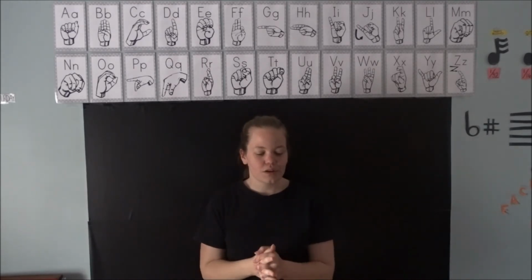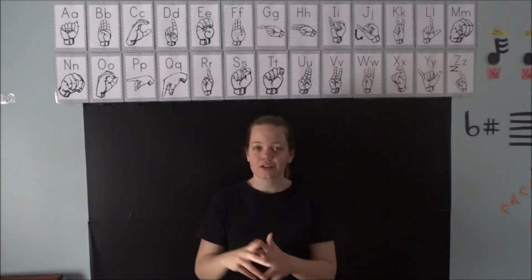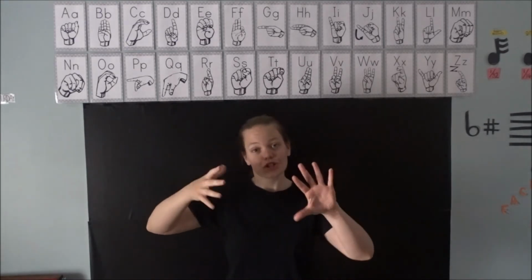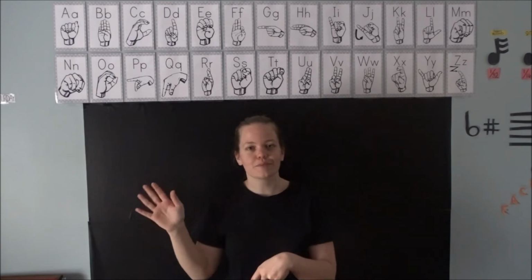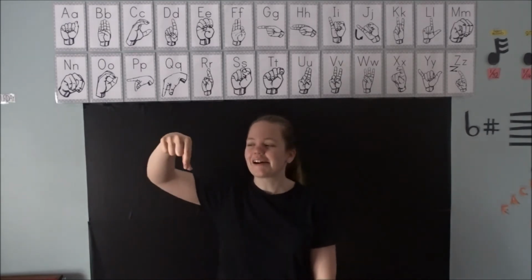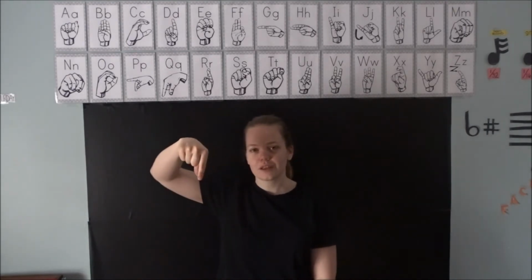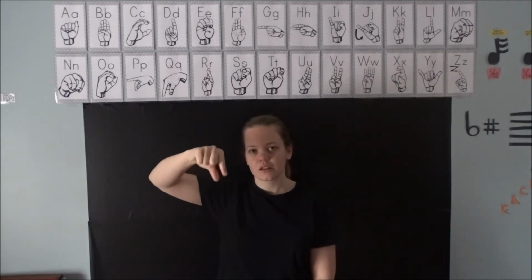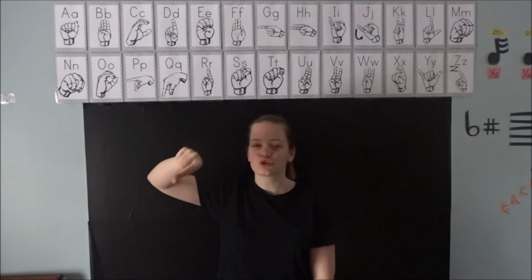Alright, the next one we are going to do is the sign for Quebec. We are going to switch things up a little bit. We're not going to follow the same pattern we have been following. We're going to do our Q hand shape and rotate it around in a circle. So Quebec. Usually you do it 2 times, like 2 circles.